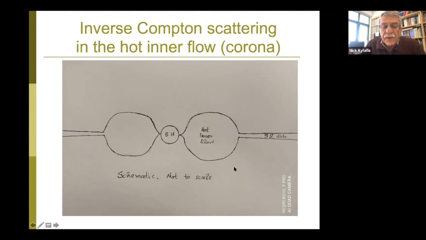Okay, thank you. It's beyond the scope of this talk to give a full account of all that. I mentioned Narayan and Yi, who introduced the advection-dominated accretion flow, ADAF, that you mentioned, and independently at the same time, Marek Abramowicz. But let's not concentrate on that. Let's take it for granted to proceed. So, okay, I repeat, last time, soft photons from here enter here, get upscattered, and we see a power law extending up to the temperature of the hot inner flow, about 100 keV or so. Okay.